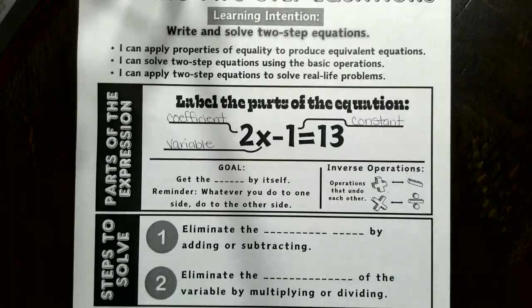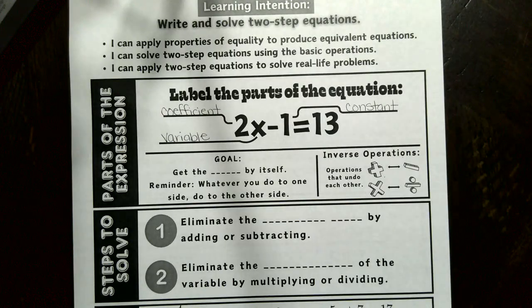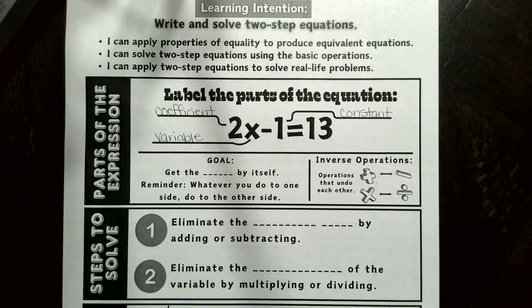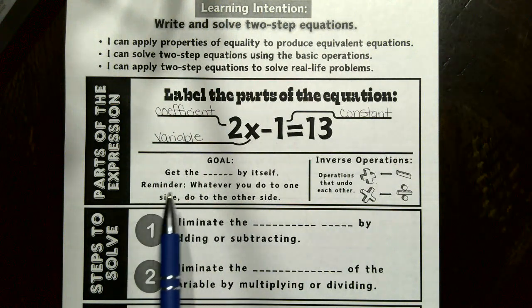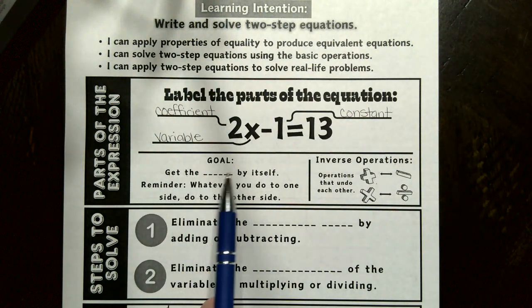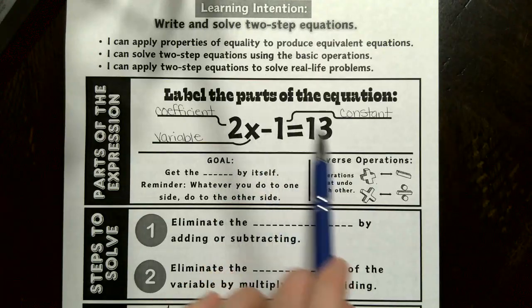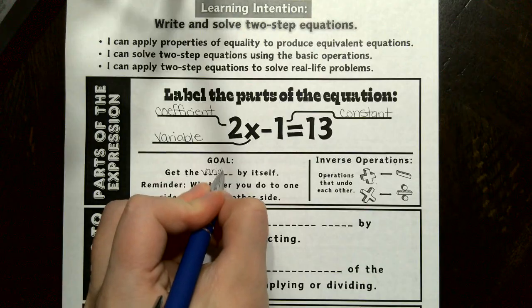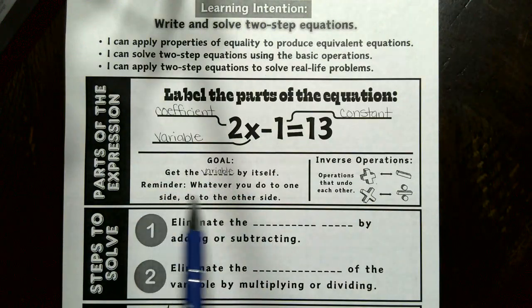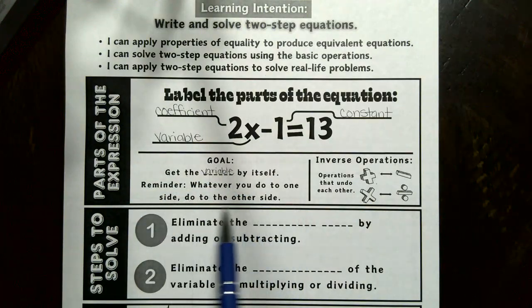This video should be pretty quick because we're just covering things we've already done. So here's the goal. Your goal, as it's been in the last 2 sections, is to get the variable by itself. If I'm looking at this equation, I need to get x by itself. So I'm going to write variable. Reminder, whatever you do to one side, do to the other side.